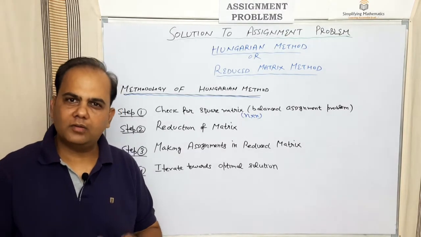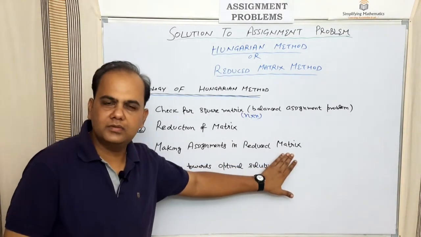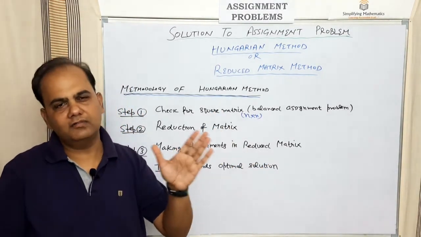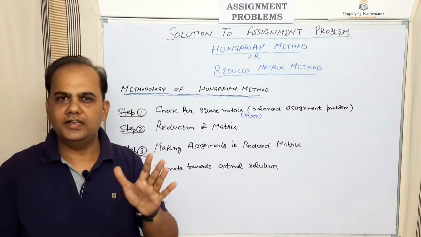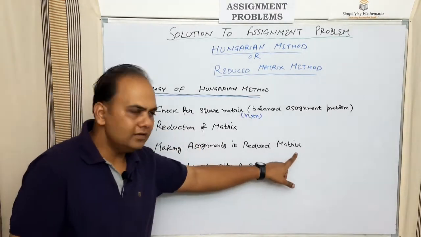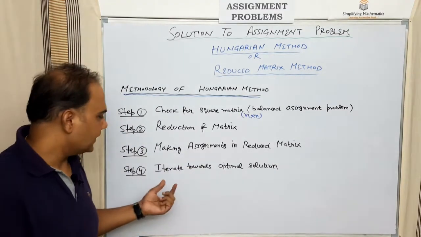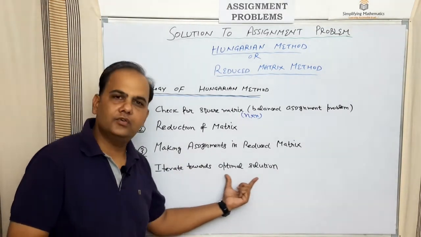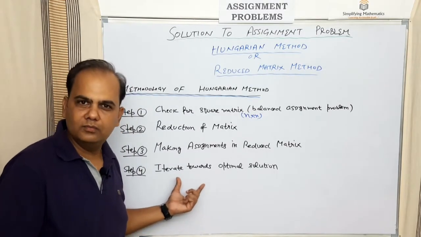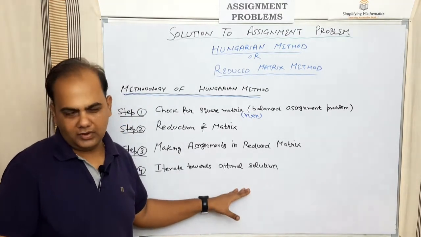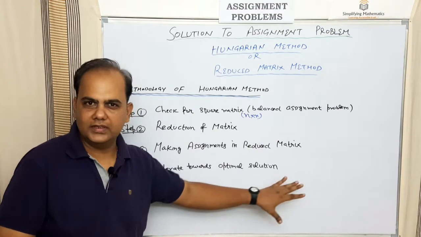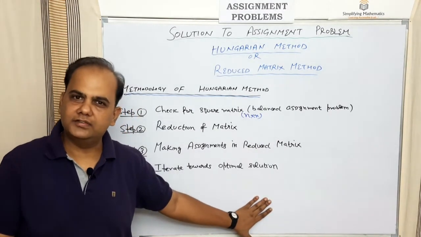If you are not getting the optimal solution in step three, that is, when you are not getting one assignment in each row and in each column, then we have to move towards step 4. So what is there in step 4? Step 4 is to iterate towards the optimal solution. We will further reduce the matrix to check whether the optimal solution can be achieved or not.